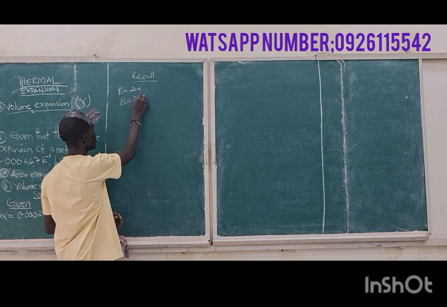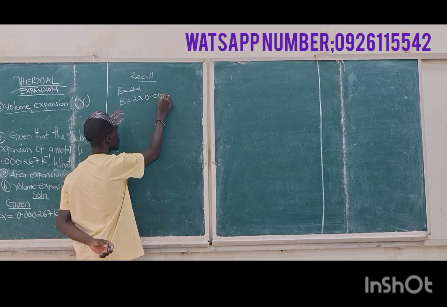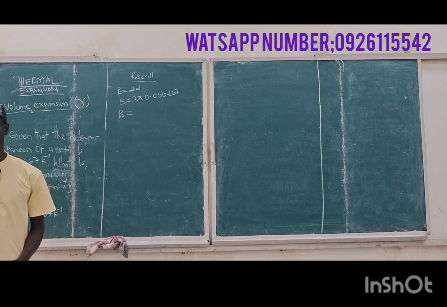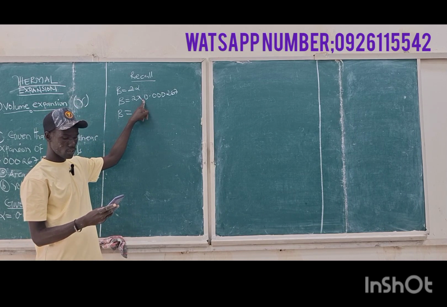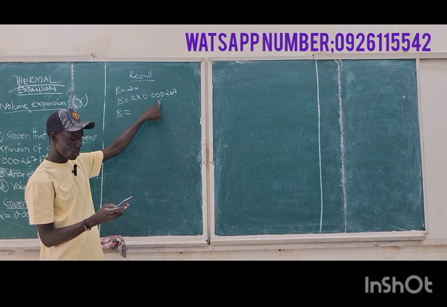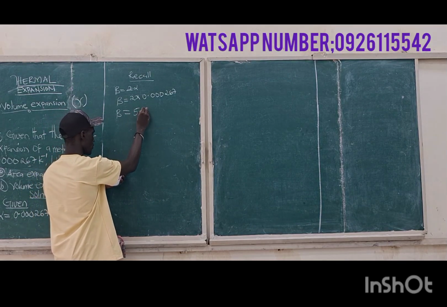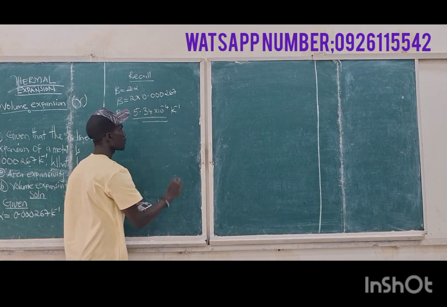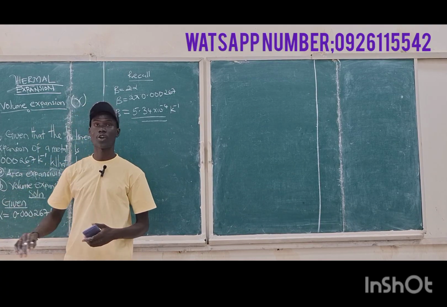Let's continue. Beta is equal to 2 times the value of linear expansivity, 0.0000267. This is where we get our alpha. Beta will be equal to 2 times 0.0000267. Then we'll get 5.34 times 10 raised to power negative 5. SI unit is per Kelvin. This is part A.